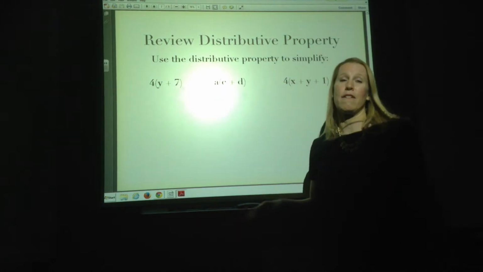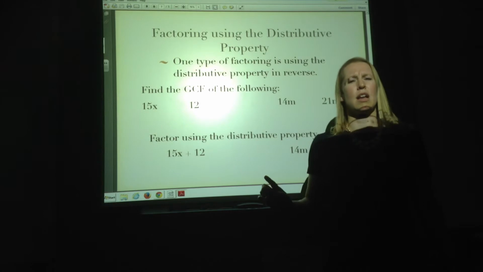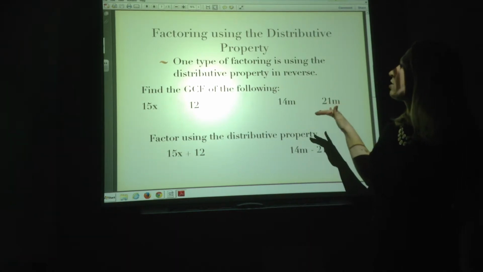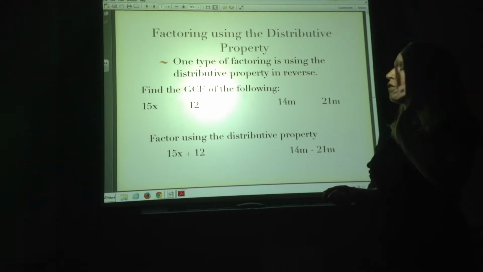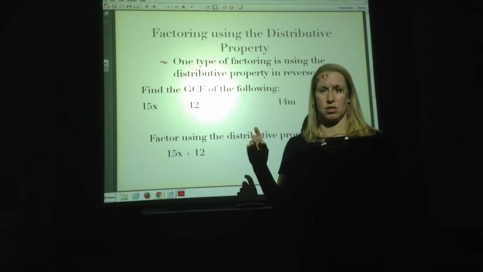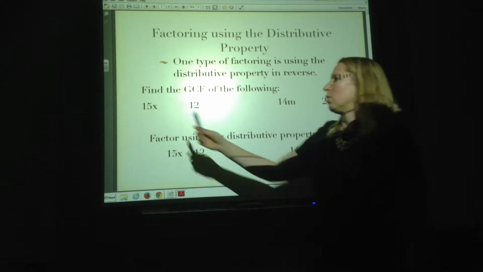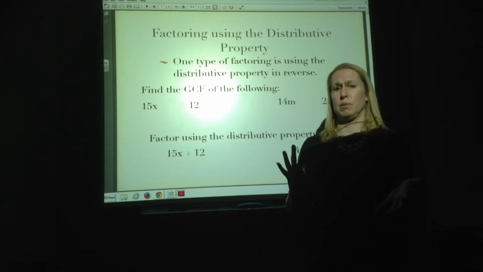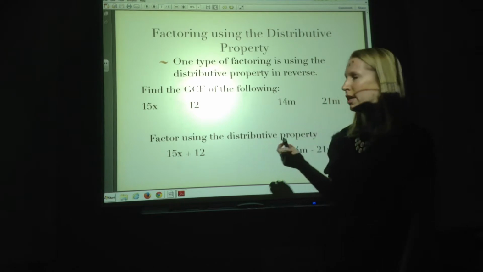We are going to start factoring. And the beginning of factoring is kind of like the distributive property, but backwards. So one type of factoring is using the distributive property in reverse. So the first thing we want to talk about is greatest common factor. We've talked about that a little bit. So for greatest common factor, we're going to look at 2 terms and figure out what the greatest common factor in both terms is. One way to do that would be to make a factor tree.